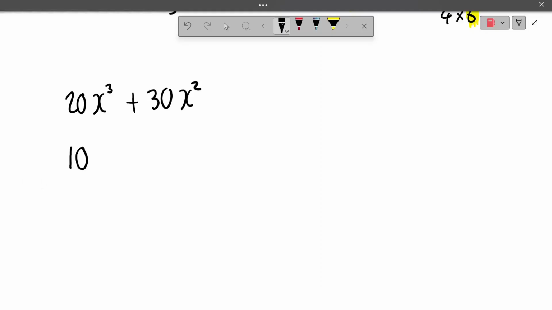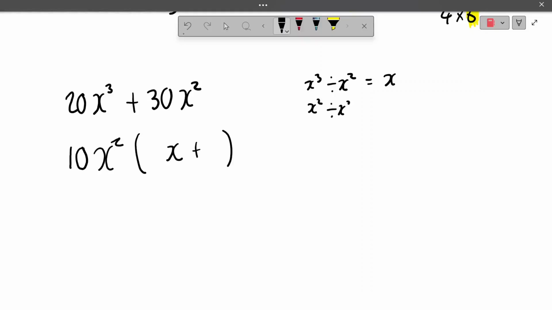So what I can do is I can divide them both by x squared. So I'm going to take an x squared out, and then I have my bracket. And then I divide x cubed, so we have x cubed divided by x squared equals just x to the power of 1, or just x on its own. And then we have plus, and I've left it blank at the moment, because we then have x squared divided by x squared is 1. But we still need to think about the numbers. So 20 divided by 10 is 2, and 30 divided by 10 is 3.